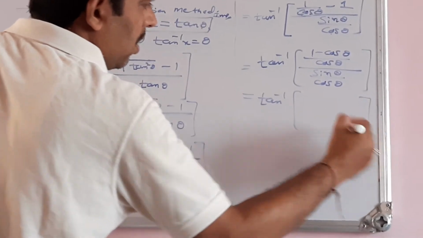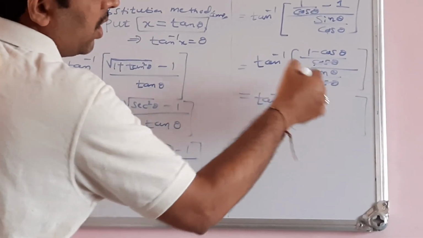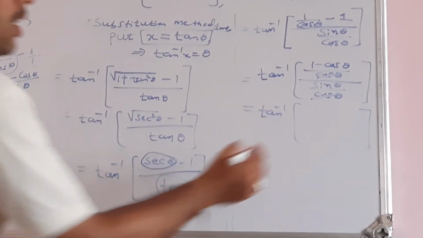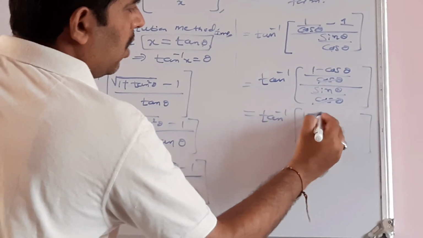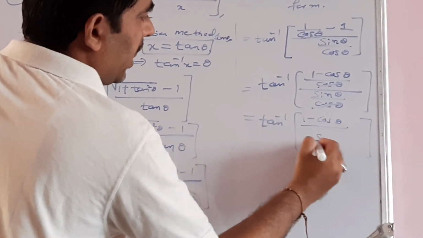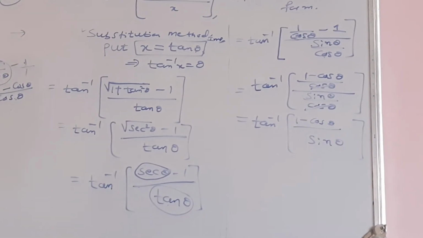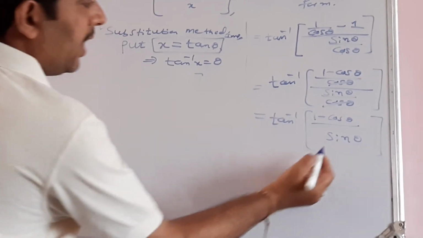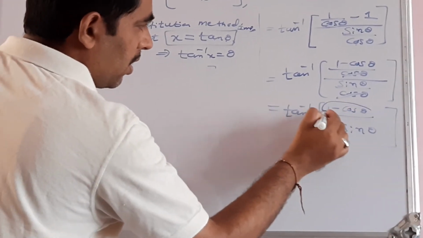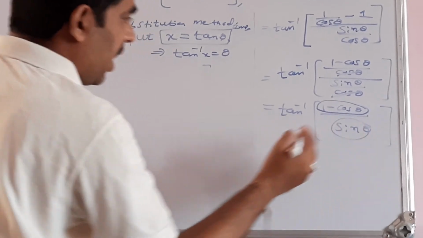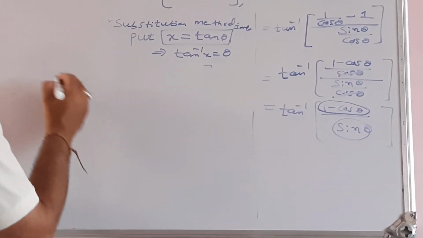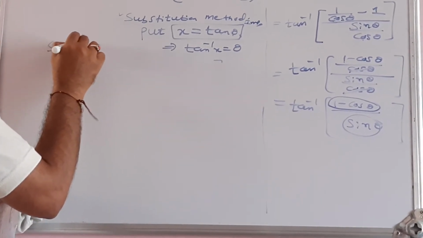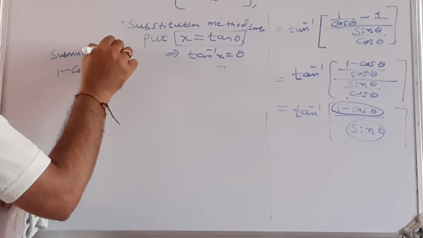Okay, so in the denominator I have cos theta, so this cancels here. If cos theta cancels, I get 1 minus cos theta in the numerator divided by sin theta in the denominator. So now, 1 minus cos theta, then sin theta. Here we have to be very careful. 1 minus cos theta means, this is a submultiple angle, or half angle formula.